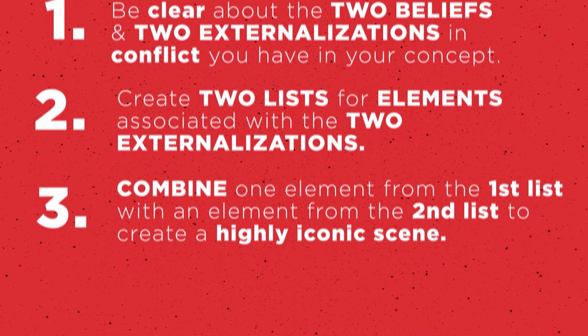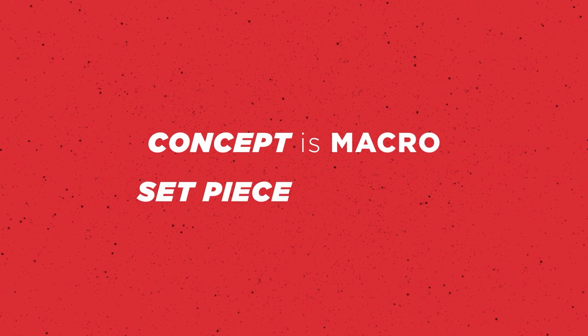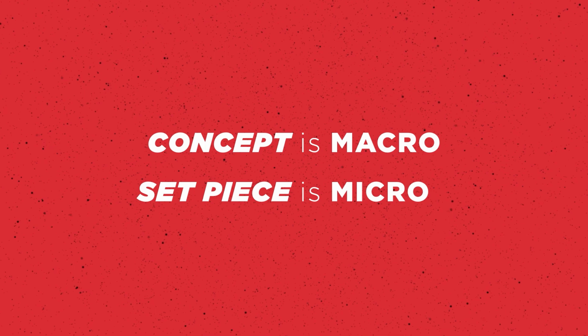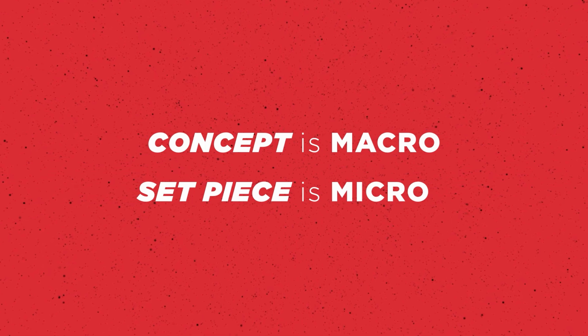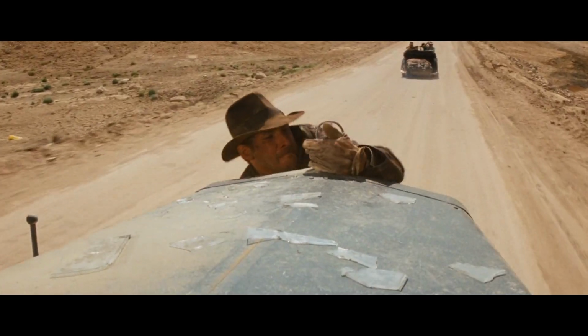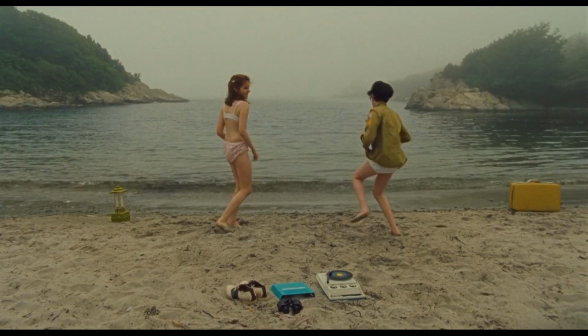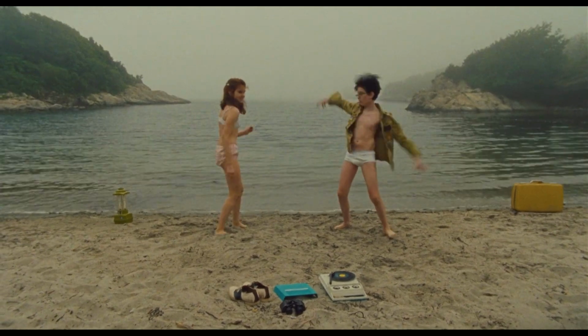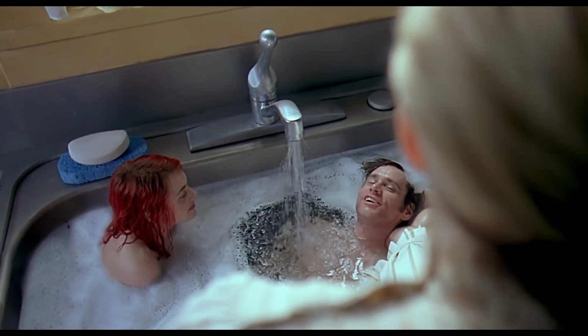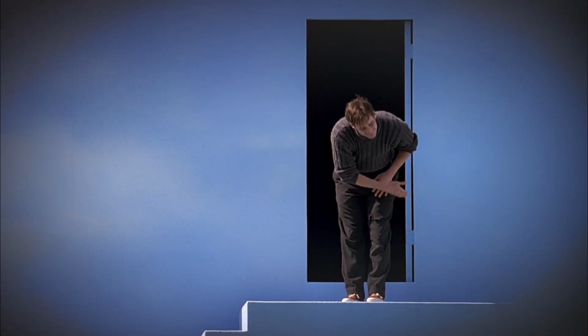If the concept is the macro of a story, set pieces are the micro. They are the concept applied at a scene level. Instead of fight scenes and shootouts, any movie can and should have set pieces tailored to their concept and philosophical conflict. As a case study, let's look at The Truman Show.